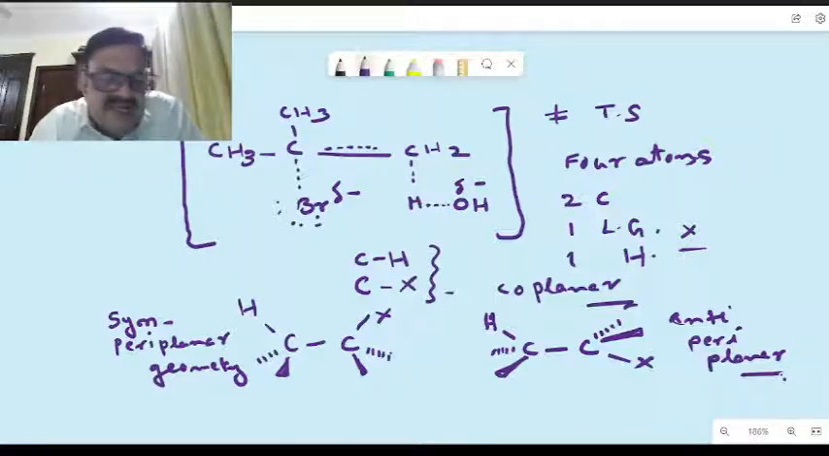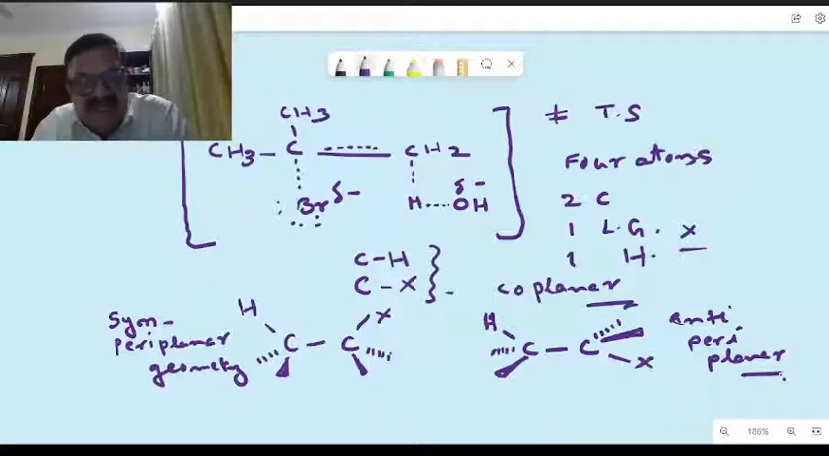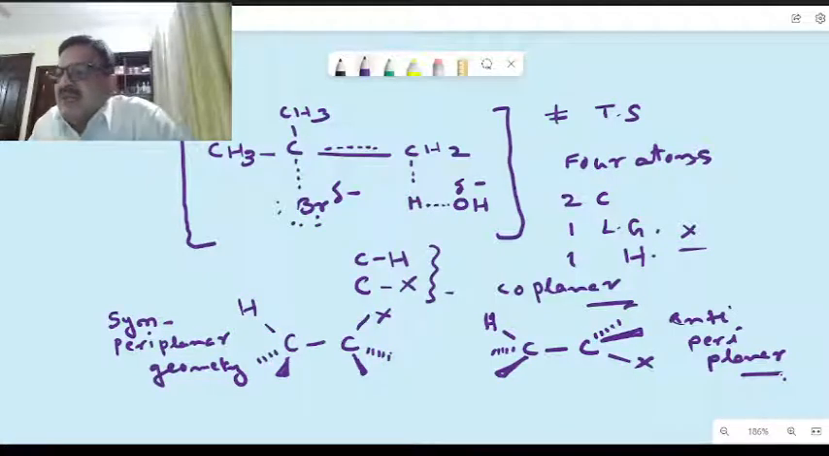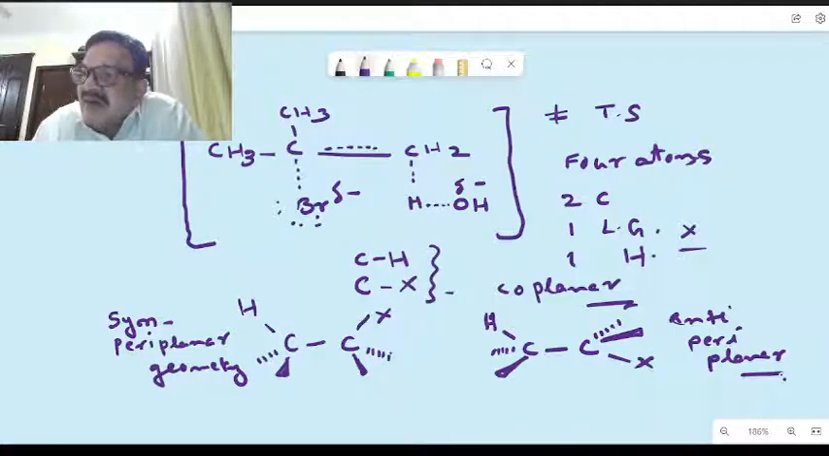Just like cis and trans, we say here syn means the CH bond and CX bond lie on the same side of the molecule. H and X are on the same side of the molecule. That is the syn periplanar geometry. And in the anti-periplanar geometry, H and X are on opposite sides of the molecule. That is known as anti-periplanar geometry here.